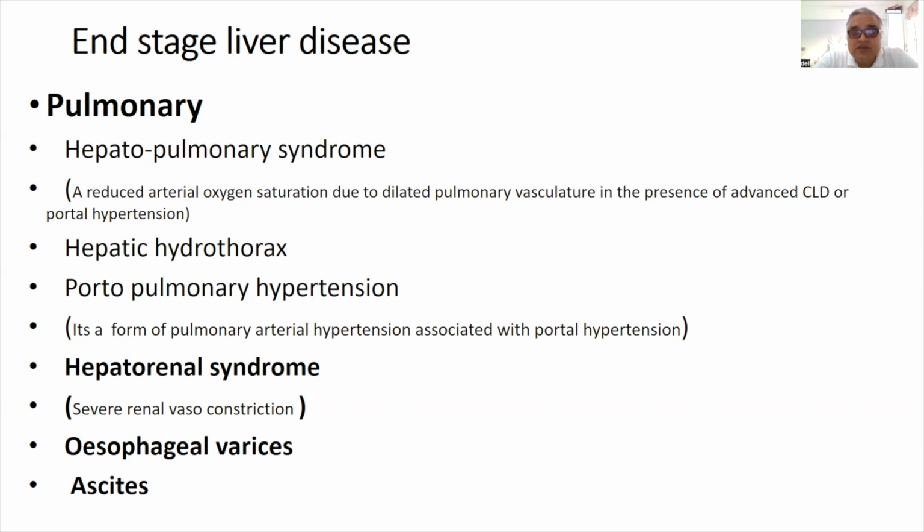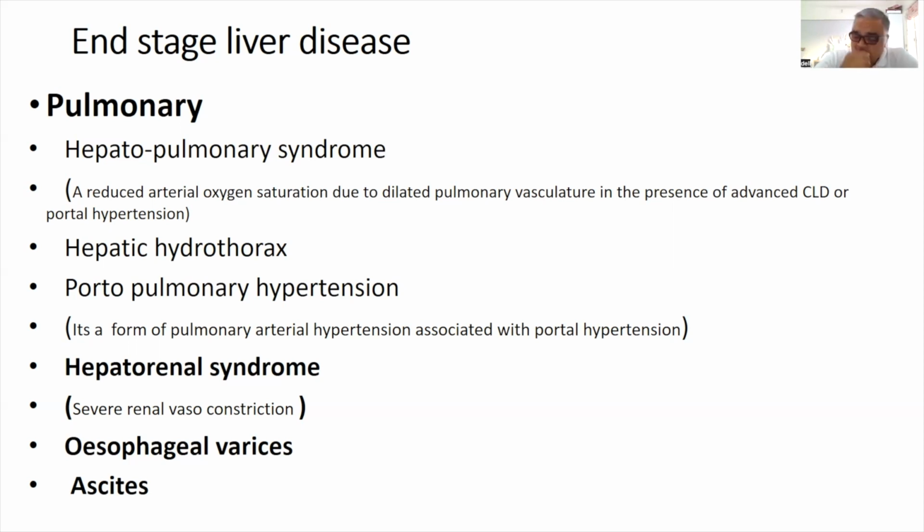Hepatorenal syndrome is a form of decompensation where creatinine goes up by 0.3 within a week. Suppose today creatinine is 1 and after 3 days you do a creatinine, it's 1.3. So indirectly there is a rise of 0.3 and that indicates that the patient is landing up in HRS, which is easily reversible with terlipressin or fluid challenges.